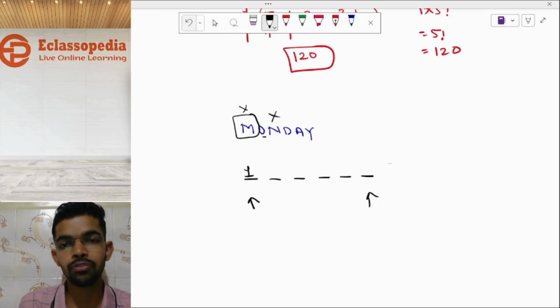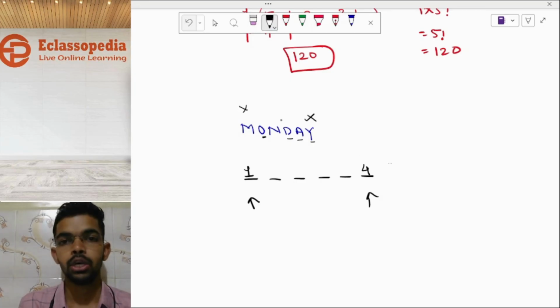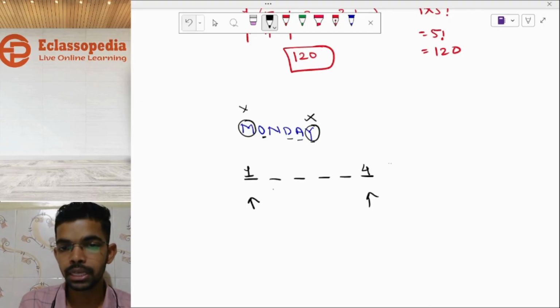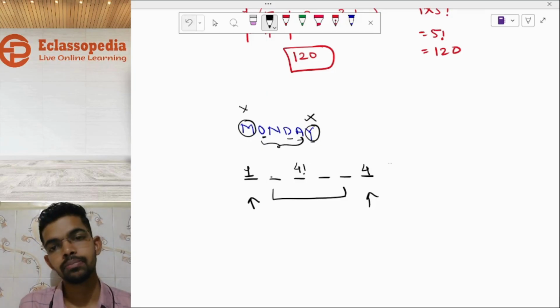So how many choices do you have for the last place? 1, 2, 3, and 4. So we have 4 choices. For example, we have put Y at the last place. So M at the first place, Y at the last place. Two letters are already placed. We have arranged two letters. Now how many places are remaining? 4 places are remaining. And how many letters do we have? 4 letters. So what you can do? We can arrange 4 letters in 4 factorial ways.